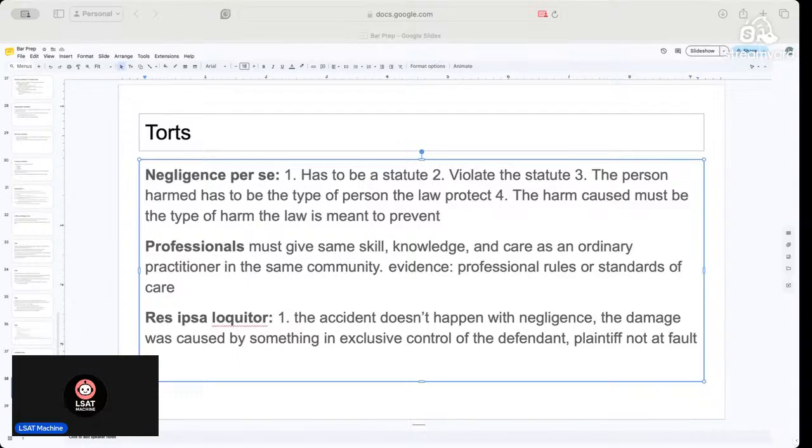Okay, so if you prove that it's res ipsa, you're proving, I think, oh, you have to prove causation? Oh, no.